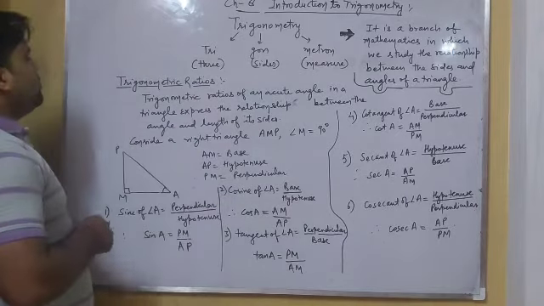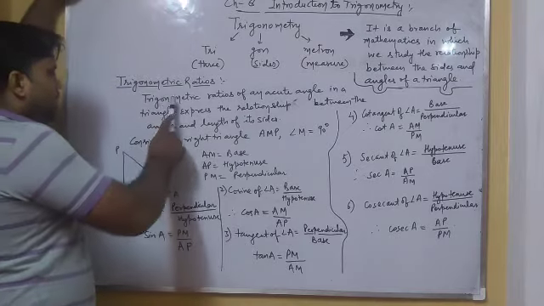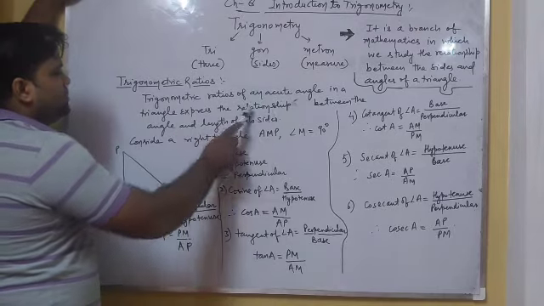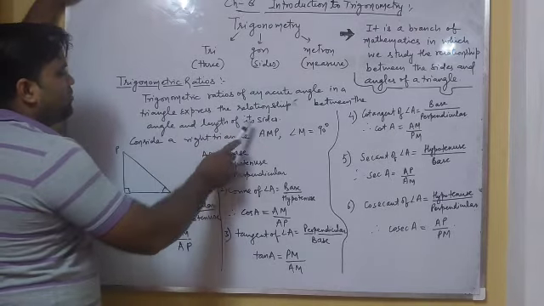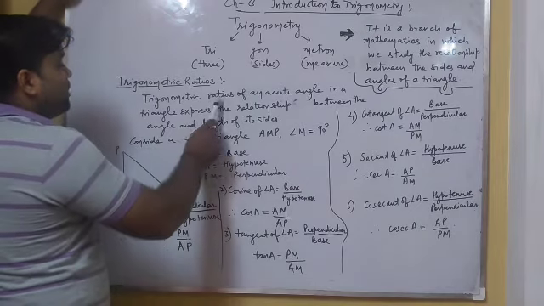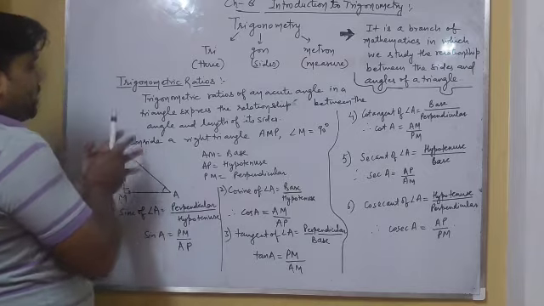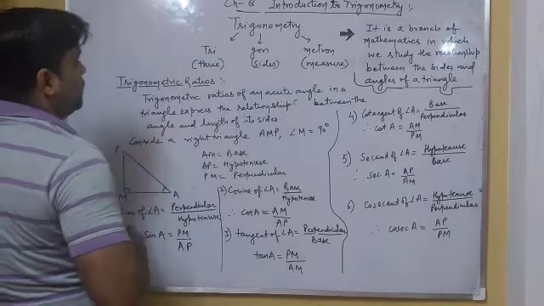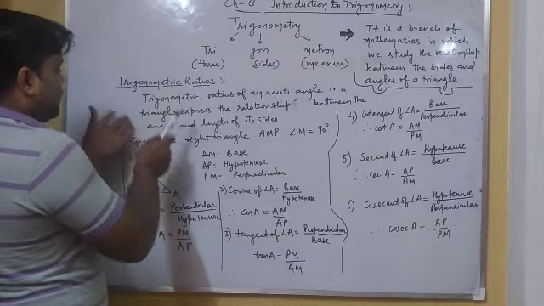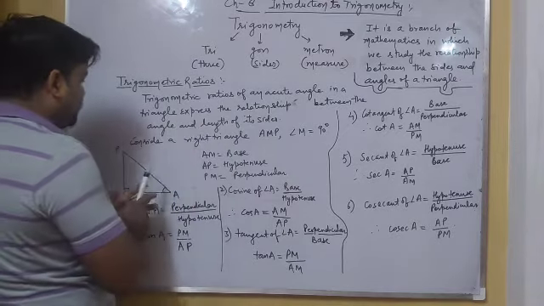Now let us come to another topic, which is trigonometric ratios. What is it? The trigonometric ratios of an acute angle in a triangle express the relationship between the angle and the length of its sides. It means the trigonometric ratios of an acute angle. Here we have a triangle where we have an acute angle, and by this it expresses the relationship between the angle and the length of its sides.